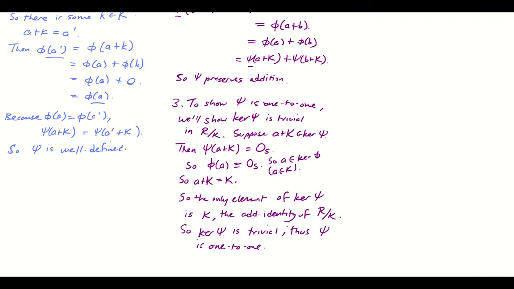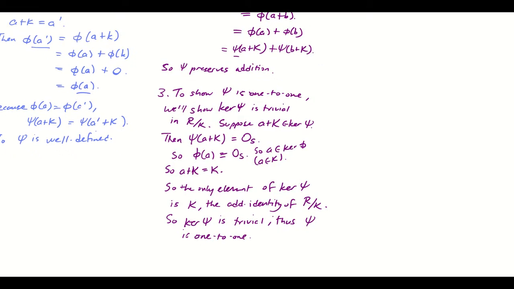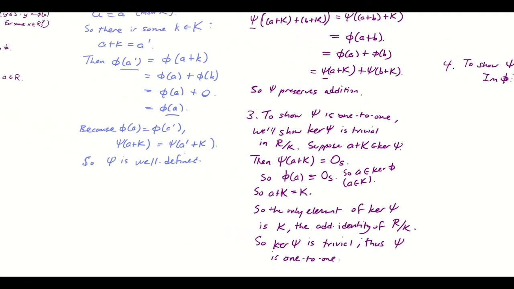And then the last step is to prove that this map is surjective. But remember, we only need to prove it's surjective onto the image of phi, not onto S. It won't be surjective onto S necessarily. So to show that this maps onto the image of phi, well, first a little bit of intuition here. We should expect this, I think. And here's why.